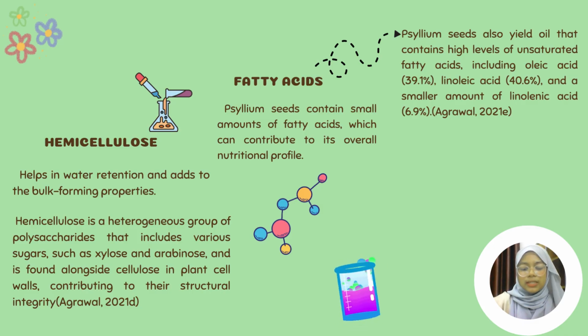Lastly is fatty acid. Psyllium seeds contain a small amount of fatty acid which can contribute to its overall nutritional profile. Psyllium seeds also yield oil that contains a high level of unsaturated fatty acids, including oleic acid 39.1%, linoleic acid 40.6%, and a smaller amount of linolenic acid 6.9%.